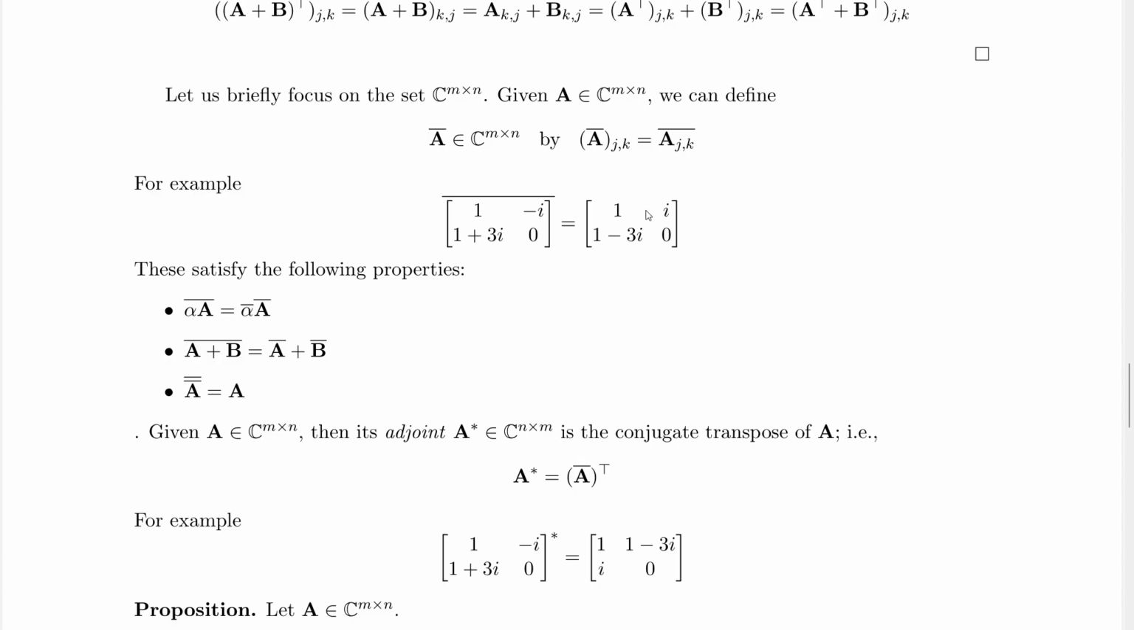But again, it's just conjugating and transposing. So, for example, the matrix we just conjugated, if you want to take its conjugate transpose, well, then you just transpose the matrix. So the first column becomes the first row, and the second column becomes the second row.